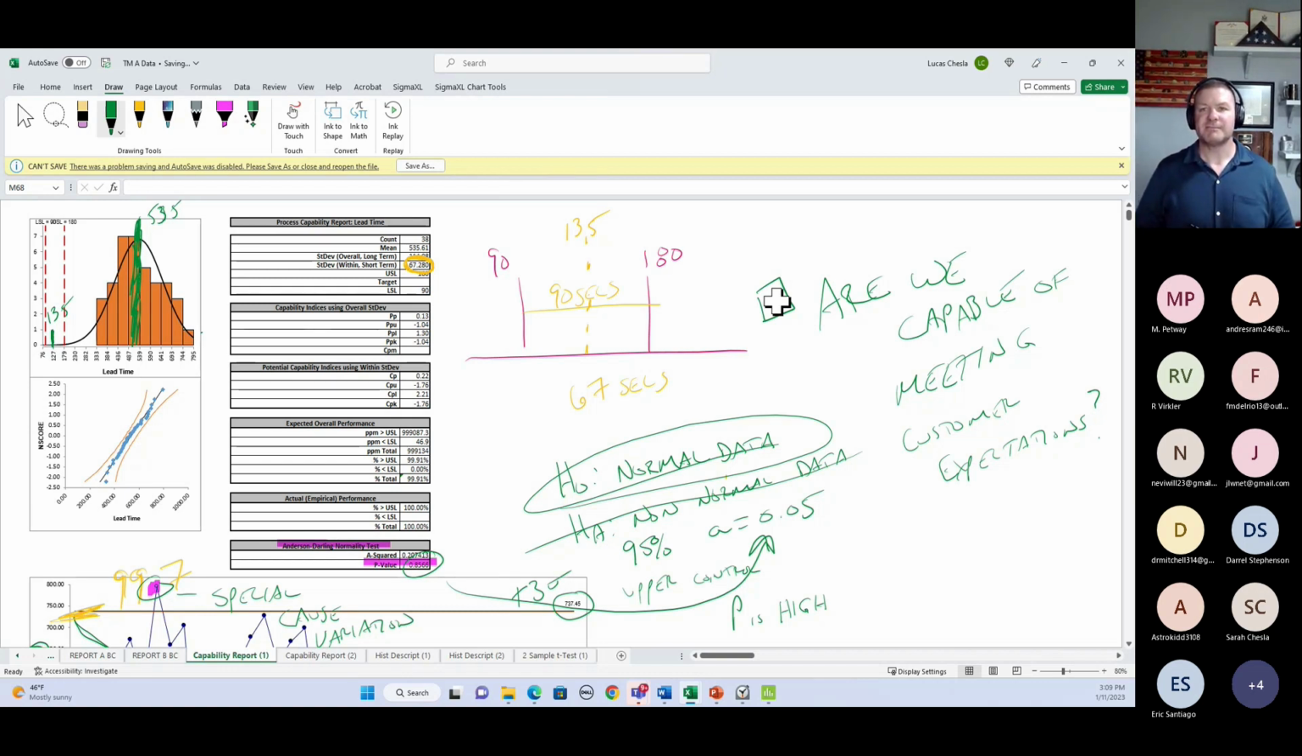Yes or no? This is actually, I would argue, the easiest one of them all. So all those concepts we just built up to was to get to this point right here. We've done p-values and hypothesis testing, descriptive and inferential statistics, right? We've done all this stuff today to answer this question. Are we capable of meeting customer expectations? Now, those customer expectations are pretty simple. That's 90 to 180 seconds.